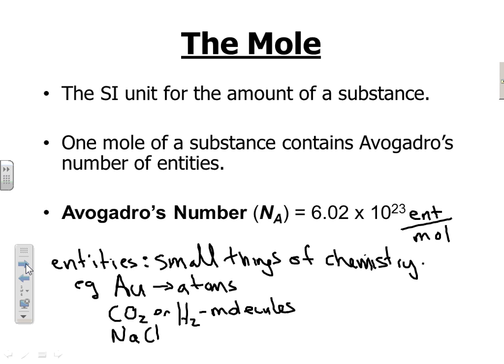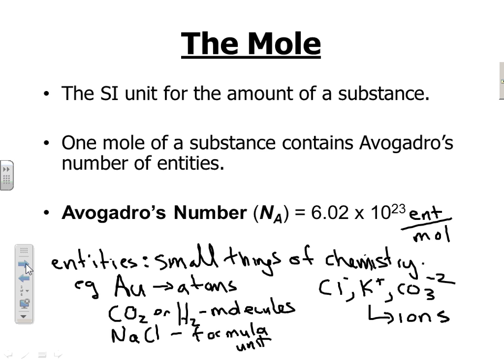I could have NaCl, or any ionic compound. We call that a formula unit, right? So those are the smallest pieces of ionic compounds. And then I could have even the smaller piece. I could have a Cl minus, or a K plus, or even a CO3 2 minus. And because all of these things have charges, they're called ions. Okay? So that's what entities are.